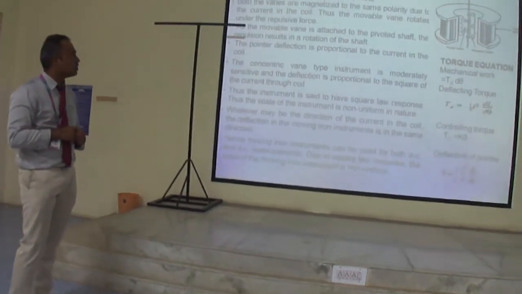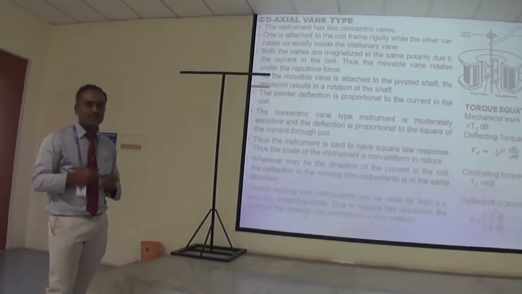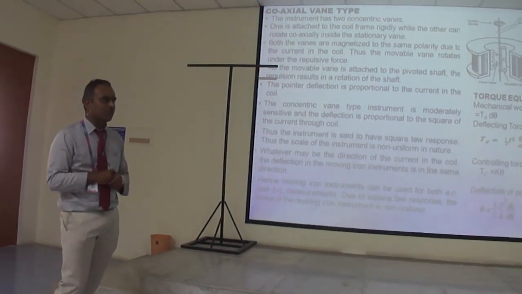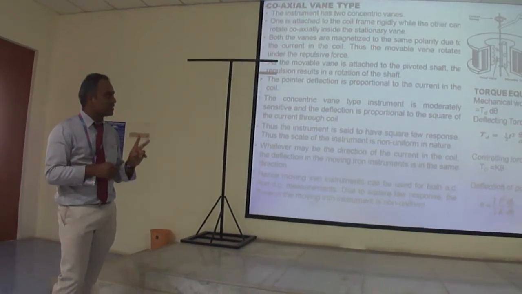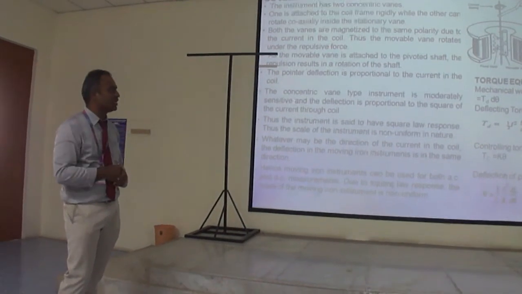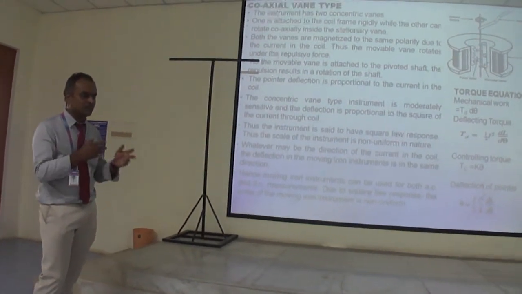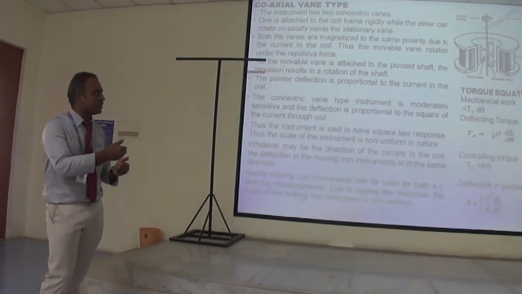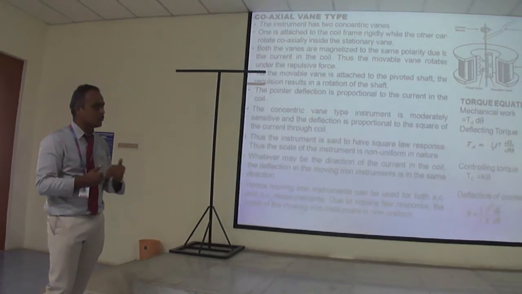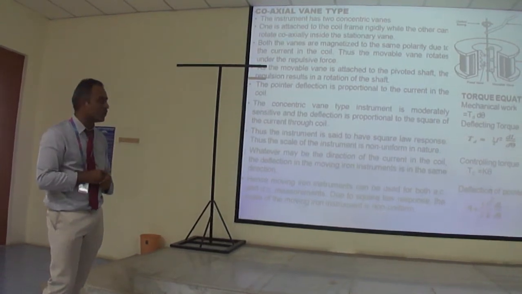Next, this is another method of moving iron repulsion type. Here we use the coaxial vane type. Why we call this coaxial vane type means the vanes are in a coaxial shape. Here also there are two vanes. One is attached to the fixed coils, another vane is attached to the spindle. Again the unknown value of current is given to the fixed coils. The fixed coils get energized, which makes a repulsive force on the vanes. Due to the repulsive force, the moving vane moves from its original place. The corresponding pointer shows the value of the current or voltage.